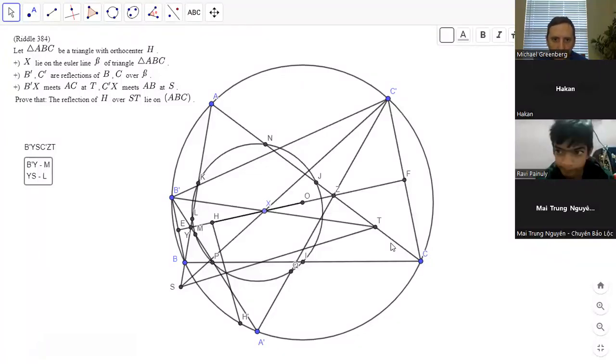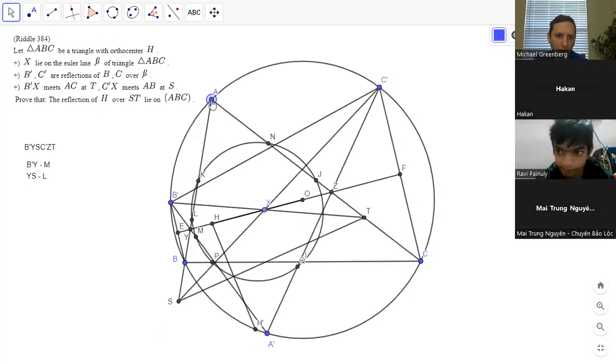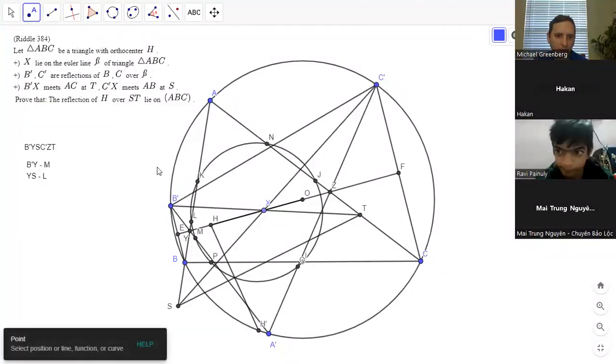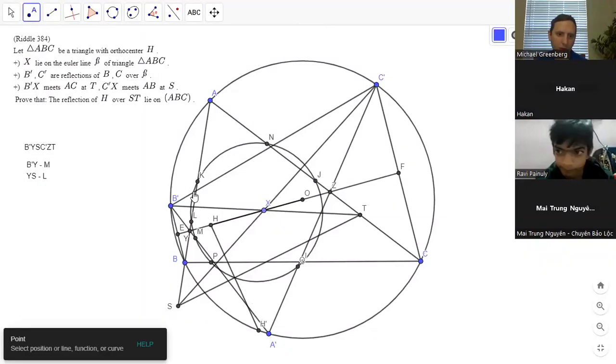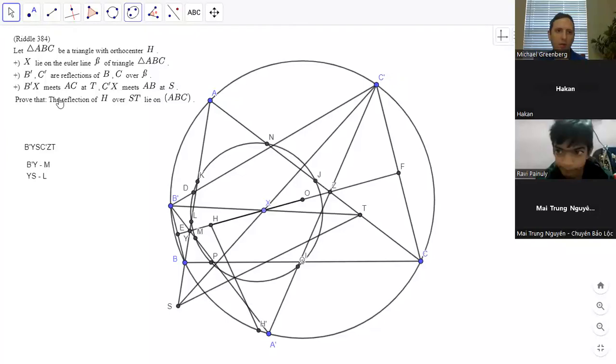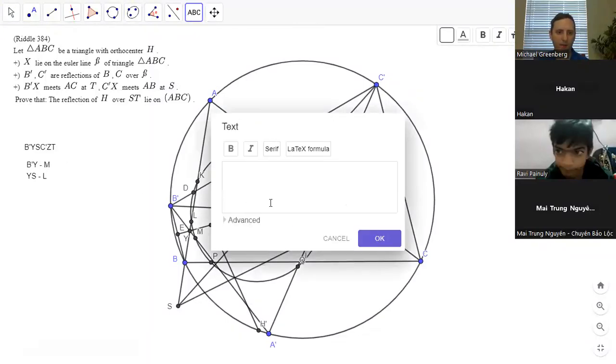And then B prime C prime. I don't think I drew that yet. But that would be the projection of H on AB. That would be B prime C prime. If we project that, that would just be whatever that point is. So yeah, B prime C prime would be D.